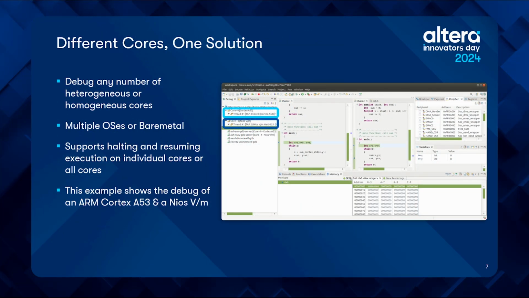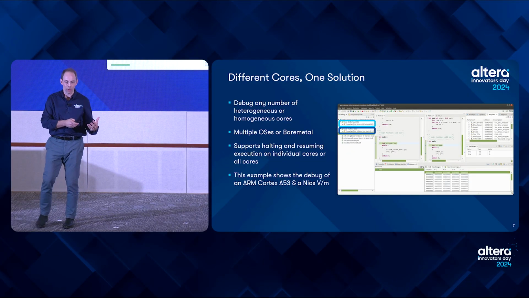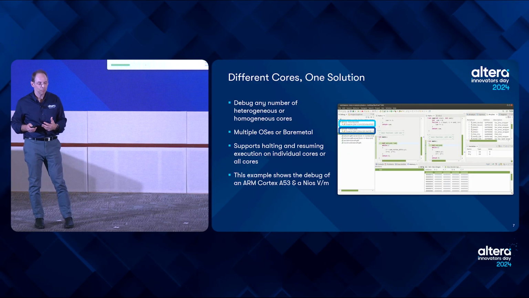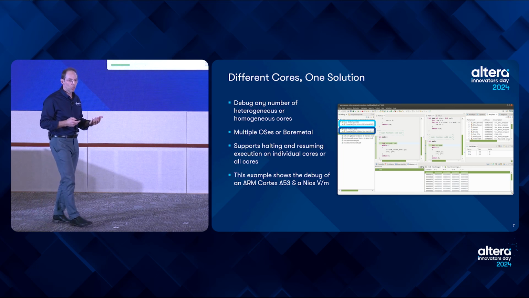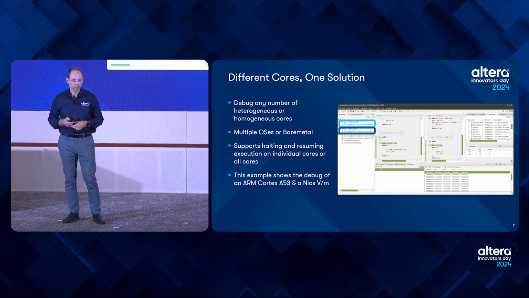So the really important aspect is to also support multiprocessor. Up here on the top right, you'll see the light blue circle is the Cortex A53, for instance, in the system, and the dark blue is the NEOS 5M. So you can do both heterogeneous as well as homogeneous debug. You can have a combination of different OSs running as well as bare metal running. And it supports halting, resuming, and execution of individual cores independently.